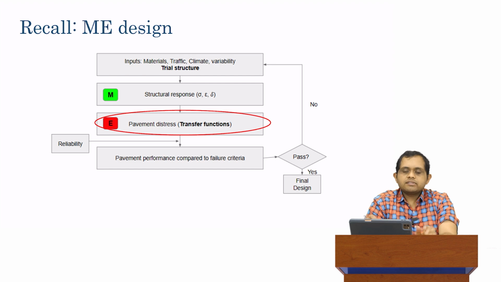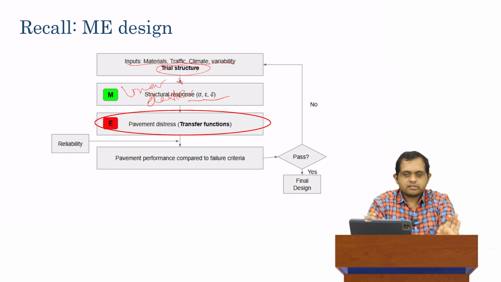Okay, so recall that this is the overall flow chart for mechanistic empirical design. This, by the way, will keep coming back as we go through module 4. This particular slide will keep coming back again and again. So this is the flow chart for mechanistic empirical design. We start with some inputs, but most importantly, we have a trial structure. We take our trial structure, we calculate our structural responses, stresses, strains, and displacements. We calculate that using linear elastic mechanics. We cannot calculate cracking and faulting and etc.